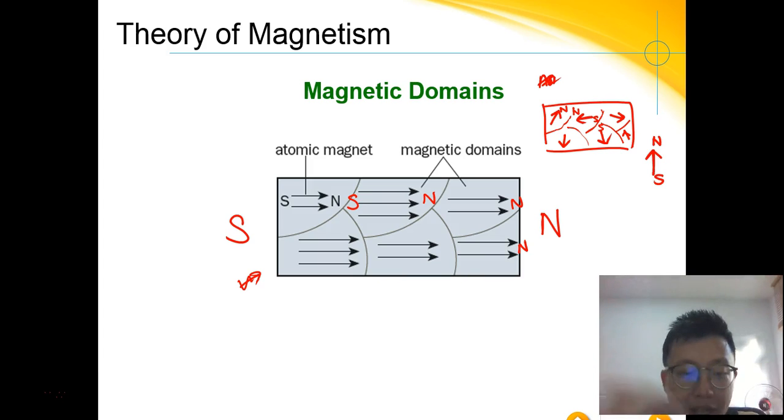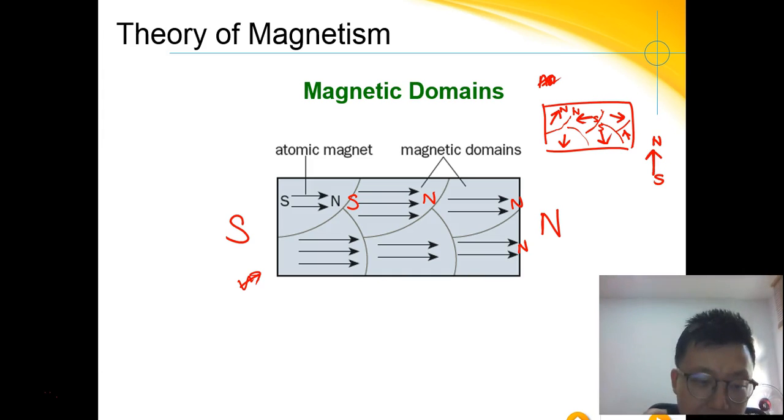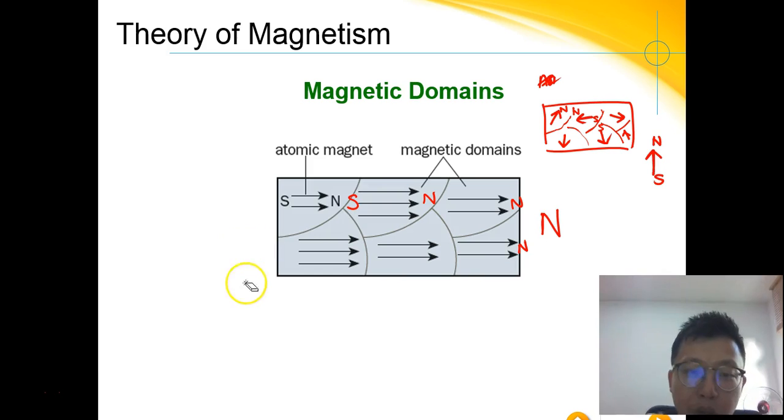Okay, so you may ask me, teacher, so far you have told me that natural materials will have their domains pointing in all different directions, and because of that, natural material is not showing any magnetic property. Then why is it that you say that in ancient times, magnet was discovered? How can they discover something that is not naturally occurring?